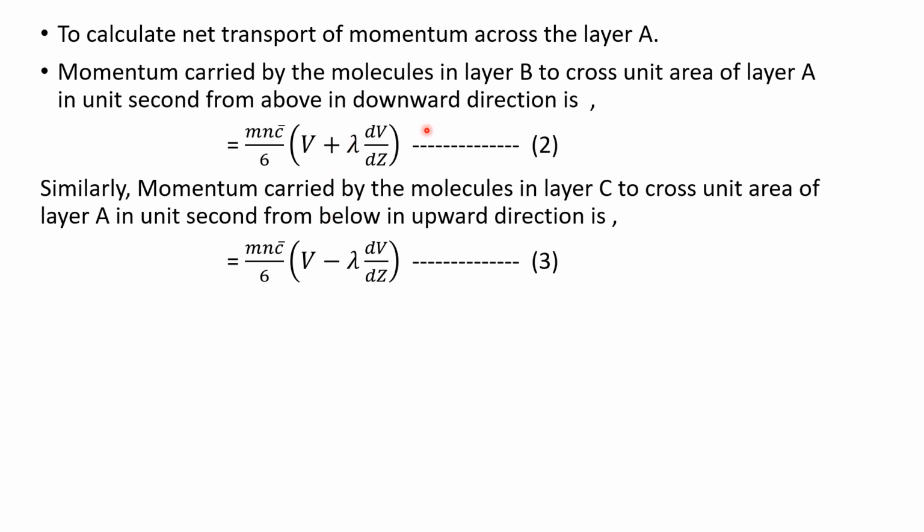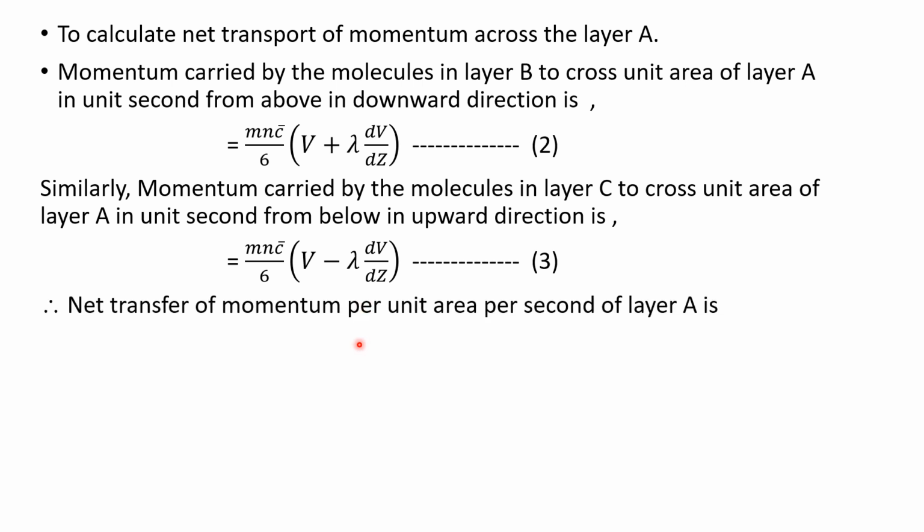Once we know the momentum carried by the molecule B in the downward direction, similarly the momentum carried by the molecule C in the upward direction to cross the unit area of the layer A in both cases. Therefore, what is the net transport of momentum per unit area per second of the layer A? That term we determine from equations 2 and 3. Get the difference of the two equations.